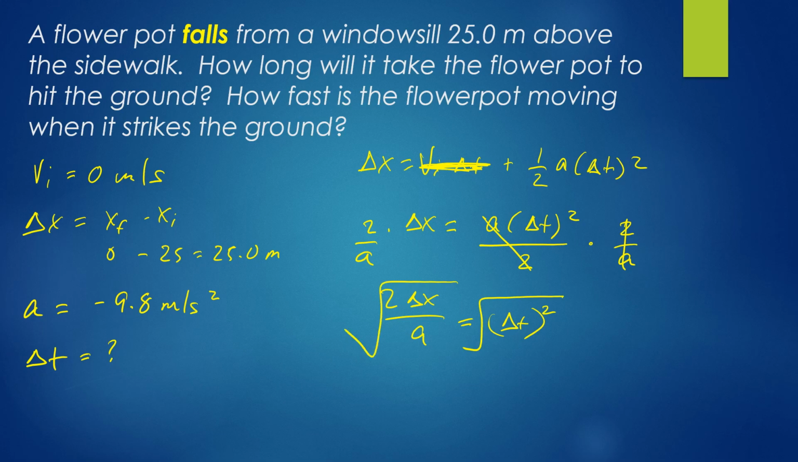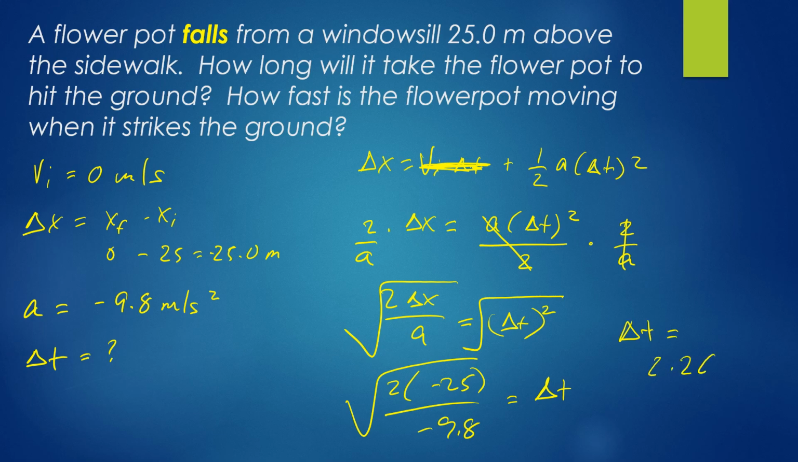Take the square root to get rid of that square, and then you're left with the square root of 2 times negative 25 divided by negative 9.8 meters per second squared, to get my delta time equals 2.26 seconds.